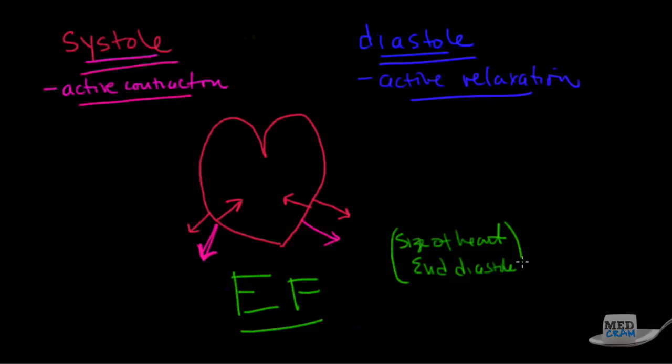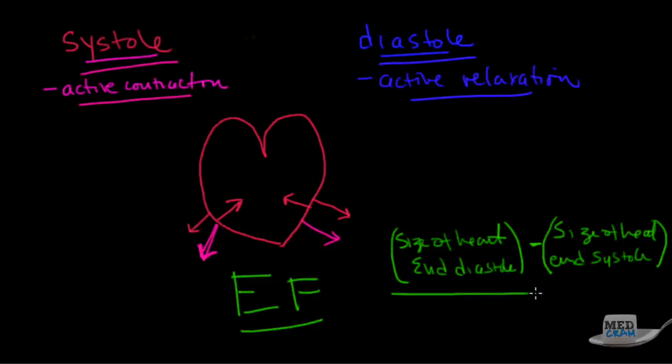In other words, the size of the heart when it's the largest minus the size of the heart at end systole. In other words, the size of the heart after it contracts. So in other words, what we're looking at here is how much blood was pumped out of the heart, and we divide it by the size of the heart at the end of diastole.